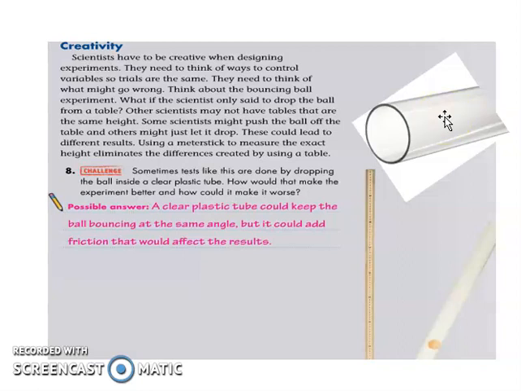At the same time, it could also produce friction. So that is how scientists think in a different way. They want to prove that this thing could affect the bounce of the ball. At the same time, if you use different materials, it could give you different answers.